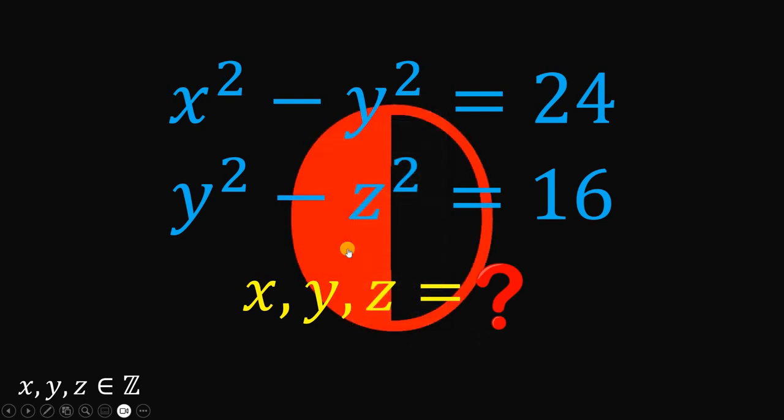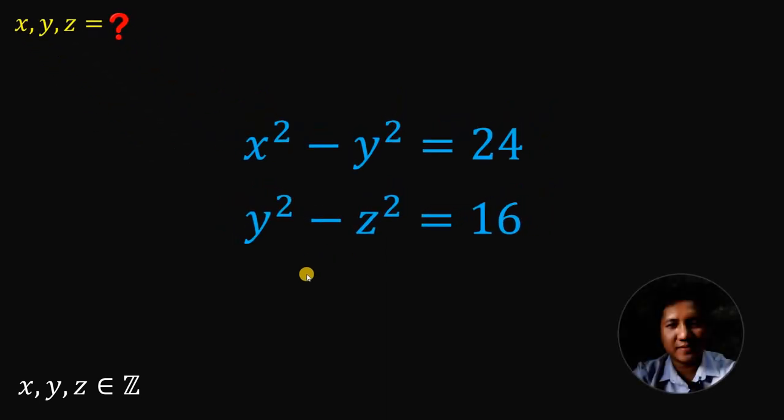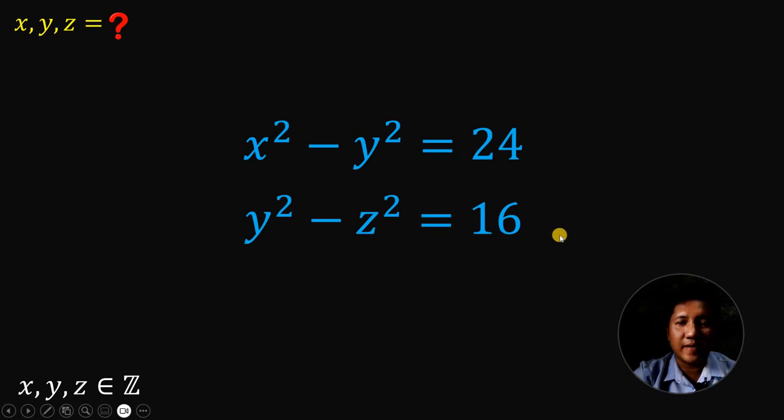And now, let's answer this question together. So our goal is to find integer solutions for x, y, and z, given the equations x squared minus y squared equals 24 and y squared minus z squared equals 16. Now, how do we answer this question?